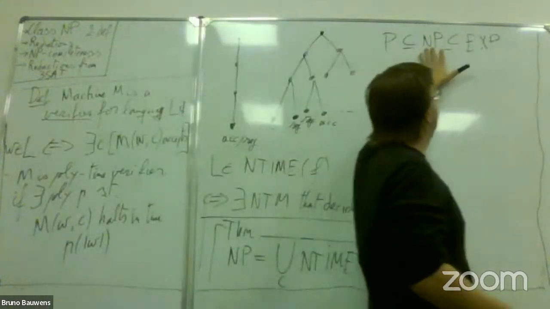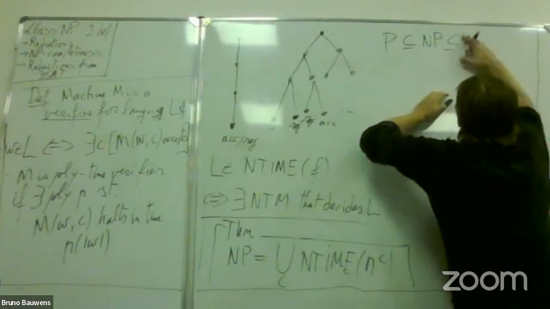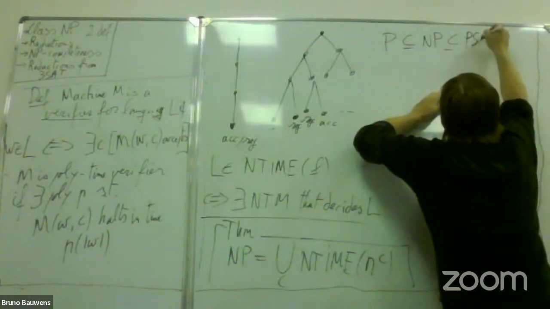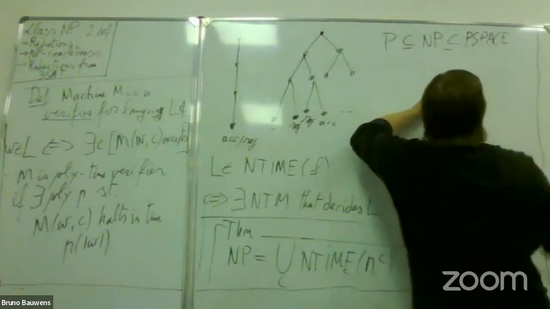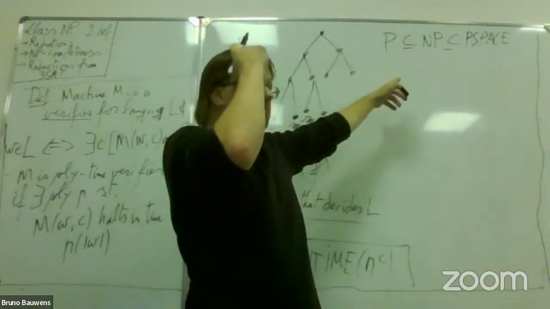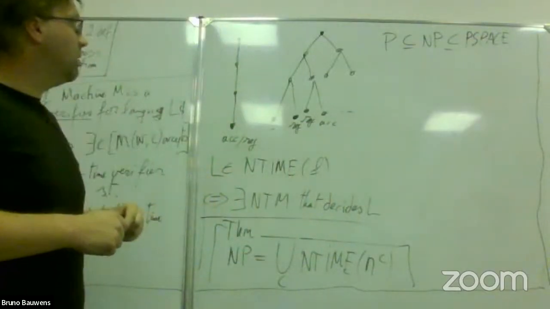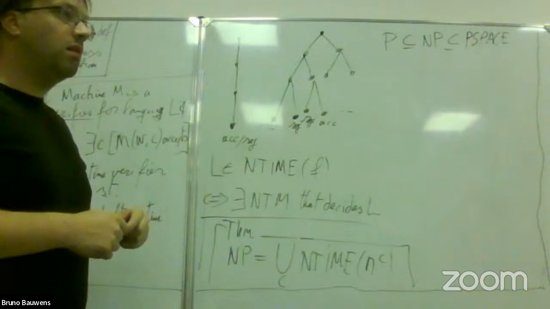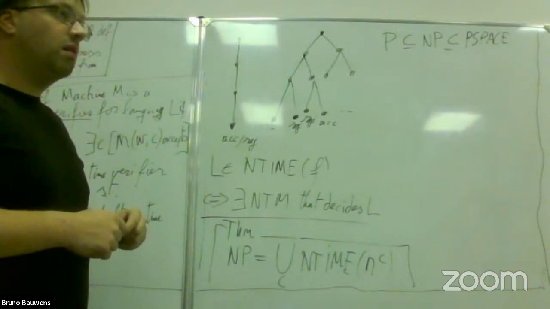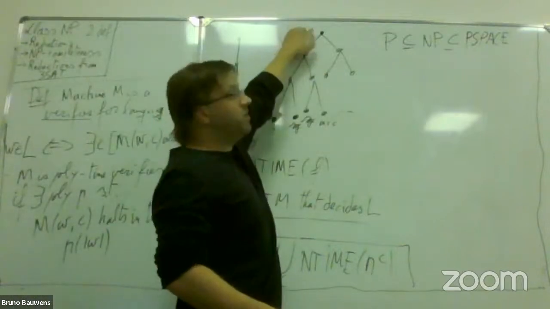So now let's prove that NP is in X. Oh, actually, we can do better. Yeah, PSPACE. So why is it true? Because each branch uses at most polynomial space.